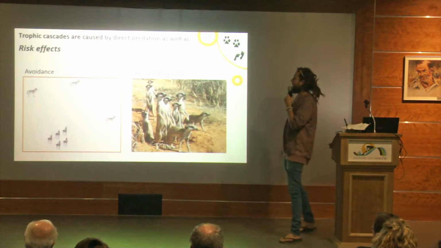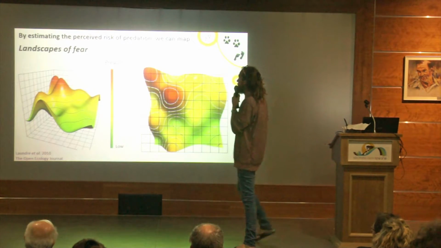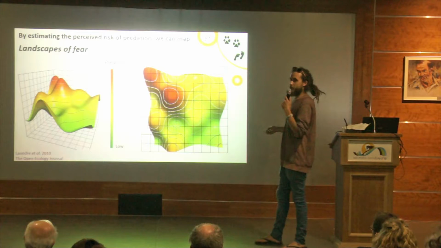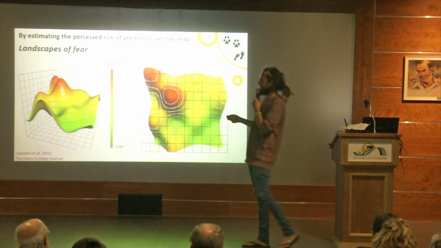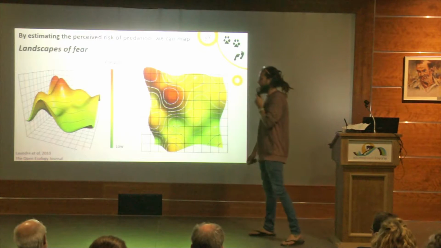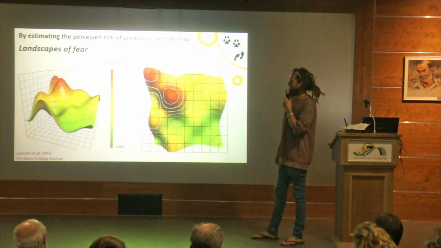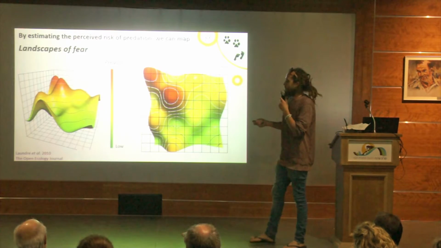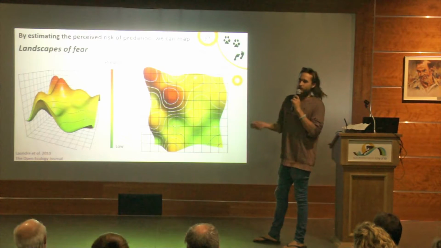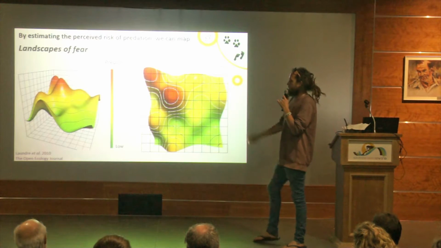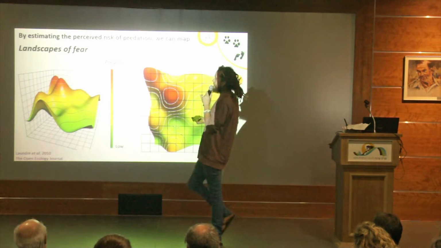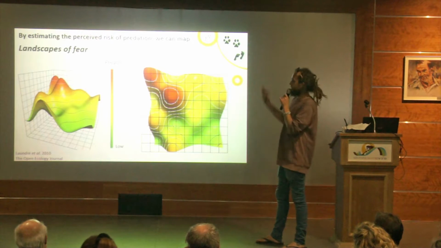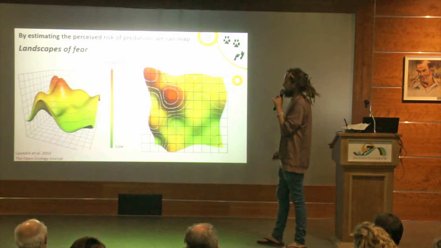By measuring these risk effects, we can map landscapes of fear as topographies throughout the landscape. I was talking to Bert earlier today about landscapes of fear, and he's done quite a bit of work with Laundre and Joel Brown. You can map different risk levels through the landscape. Map as in peaks and valleys, not actual peaks and valleys, but metaphorical, I guess, of high risk being the peak, low risk being the valley.